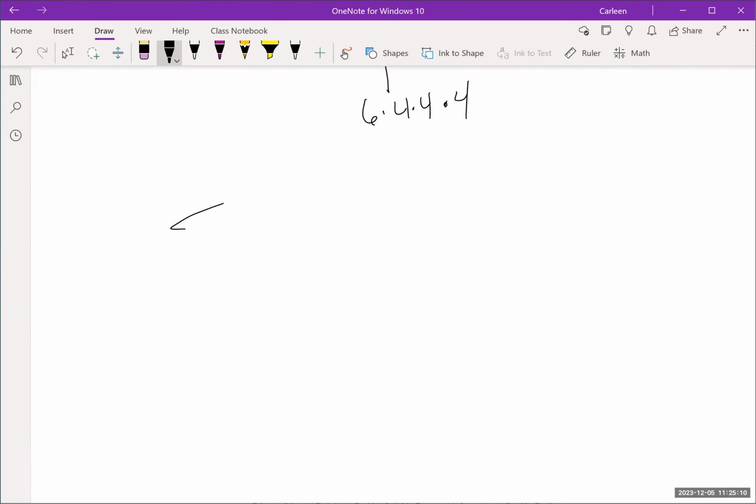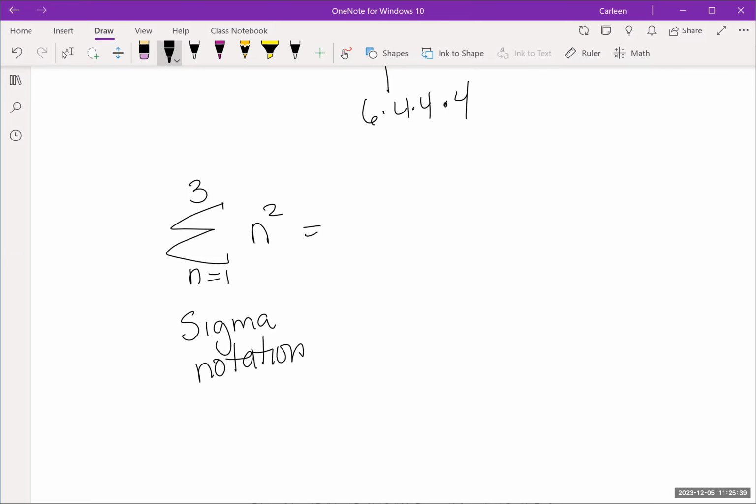I want to talk about one thing. So add this to the bottom because the notation is difficult. The math is easy. This is sigma notation. That means substitute and sum. It's also called summation notation.